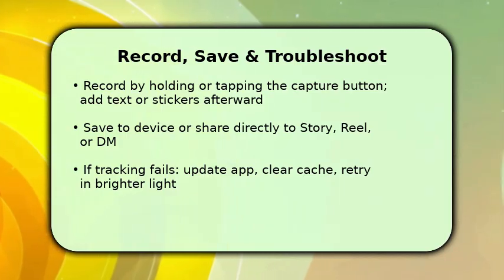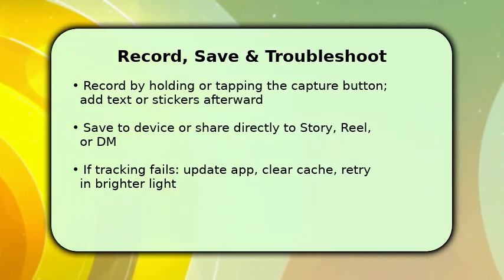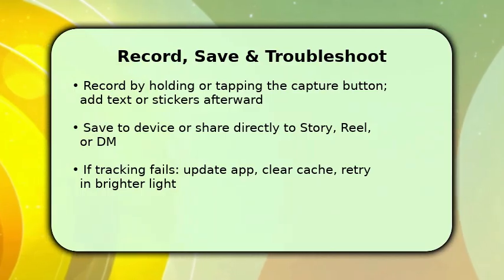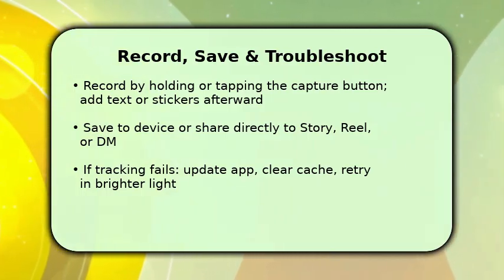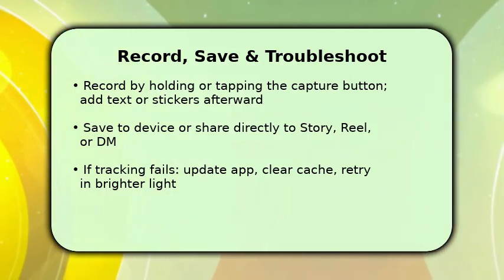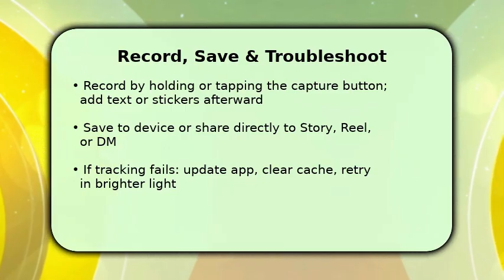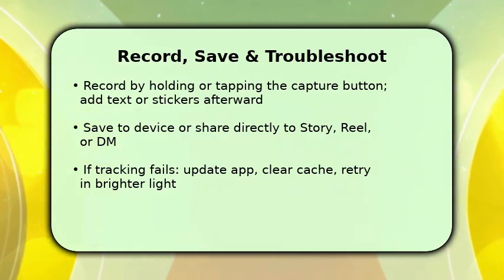or a DM. If the filter won't track, try closing and reopening Instagram, update the app, or clear cache. Also retry in brighter, even lighting. If problems persist, search for the filter creator for an updated version or usage notes.